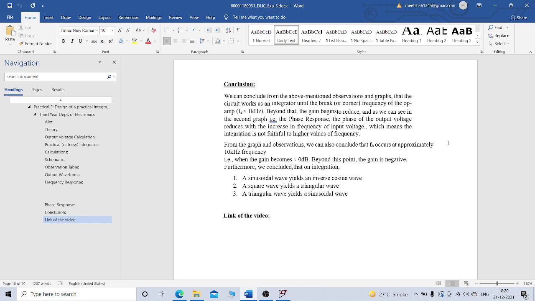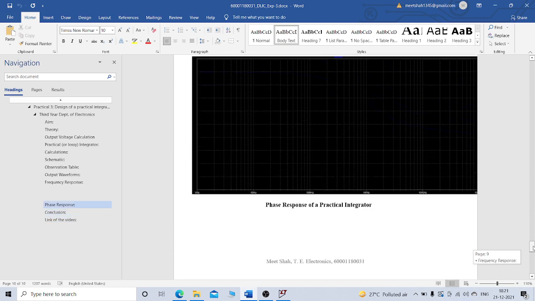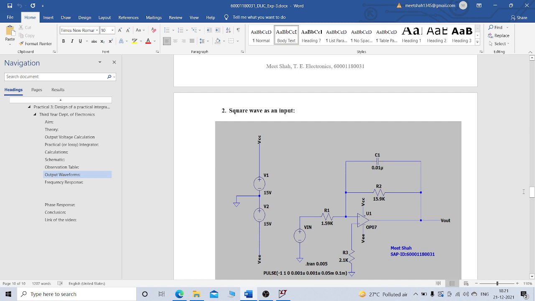From the graph and observation, we can also conclude that Fb occurs at approximately 10 kHz. That is when the gain becomes approximately equal to 0 dB. Beyond this point, the gain is negative. Furthermore, we conclude that on integration, a sinusoidal wave yields an inverse cosine wave, a square wave yields a triangular wave, and a triangular wave yields a sinusoidal wave. Thank you.